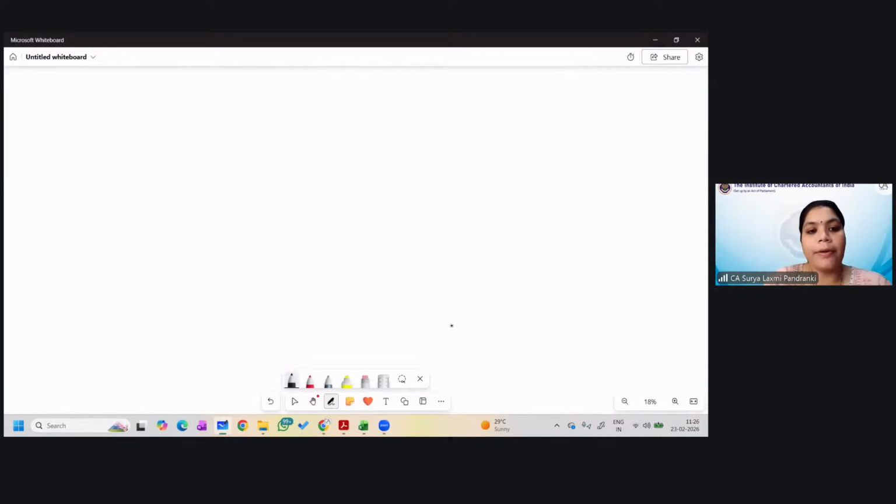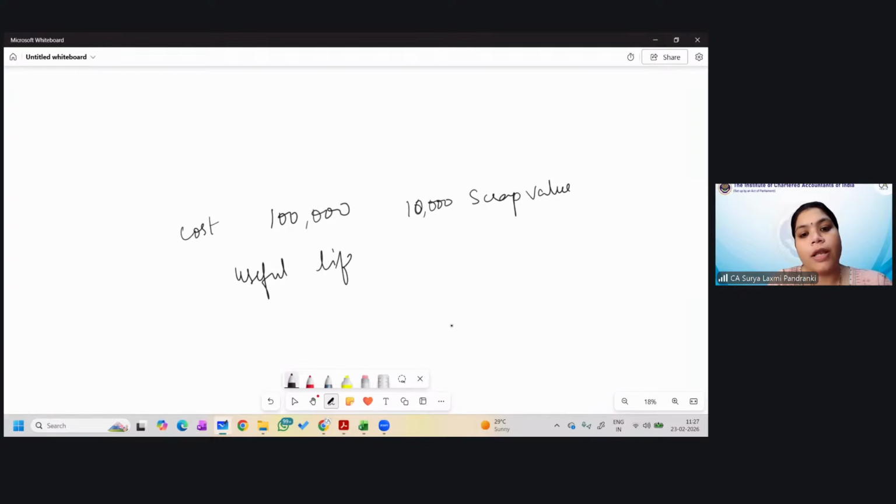Just quickly look here. Why we are doing scrap value, I think that should be clear. Let us take a very small number only. I'm taking 1 lakh cost, okay? And 10,000 as scrap value. Useful life, let us take 10 years.